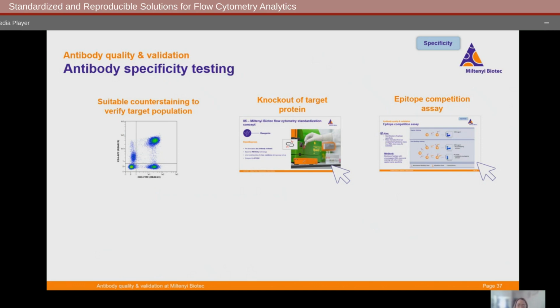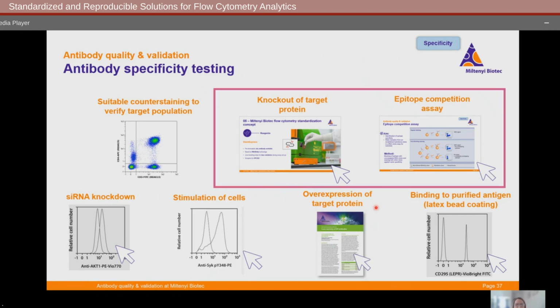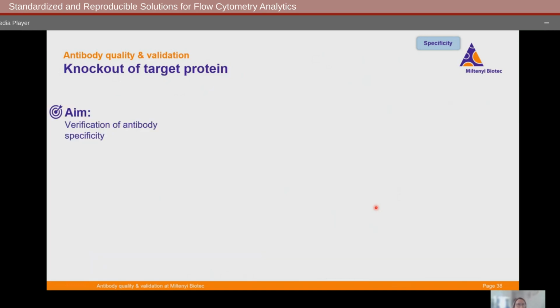We perform a knockout of the target protein and epitope competition assays. And for specificity, we perform siRNA knockdowns, stimulation of cells, overexpression of the target protein, as well as binding of that antibody to purified antigen using a latex bead coating. So we do a lot of experiments around specificity to ensure that quality. I'm going to quickly go a little bit deeper into the knockout protein assays.